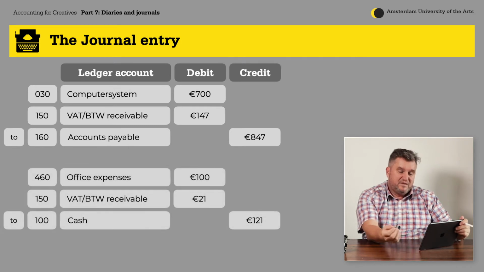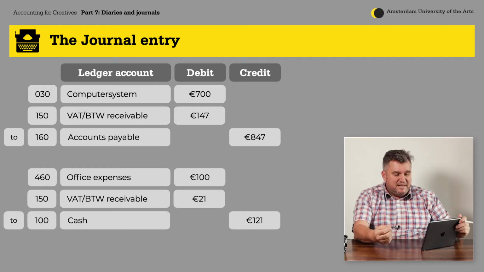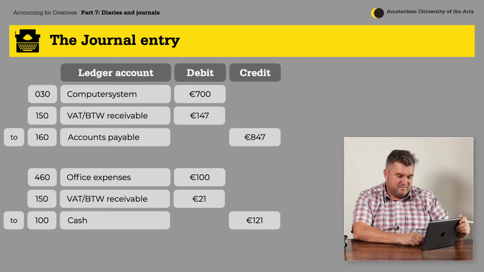Then the same for the printer cartridges and the paper. These are office expenses. Expenses are an auxiliary account for equity, meaning that expenses are costs and they decrease the equity. And because equity itself is on the credit side of the balance, now that we have something that decreases it, we put it on the other side. So on this occasion, on the debit side of the journal entry. And the VAT is the VAT receivable, so the amount of money that we get back from the tax authorities, 21 euros.